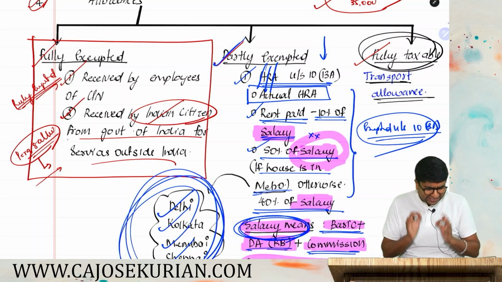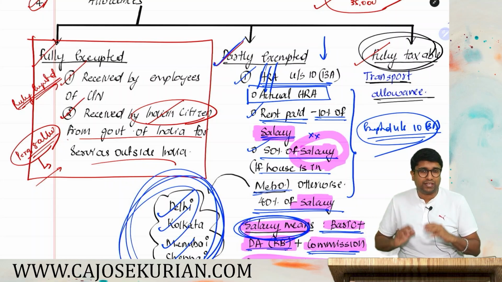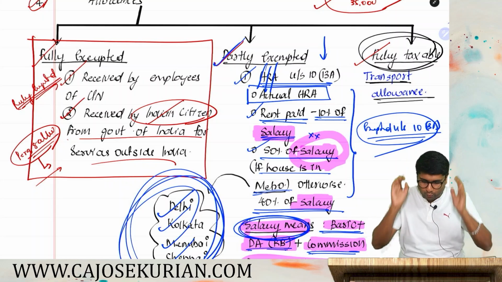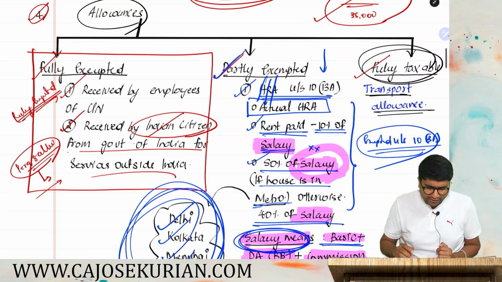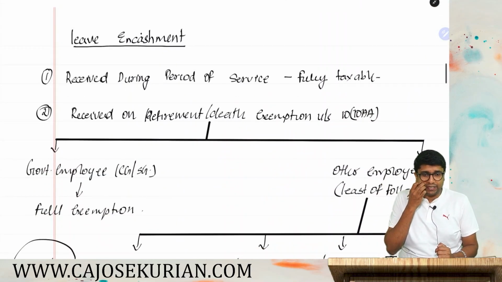So these are the items which are frequently asked in your examination. That's why I've categorized these items in a smaller, simpler and summarized way. So moving on with the next one. We have completed the impact of allowances. Now moving on, friends, to the next component in the head salary. What is the next component?